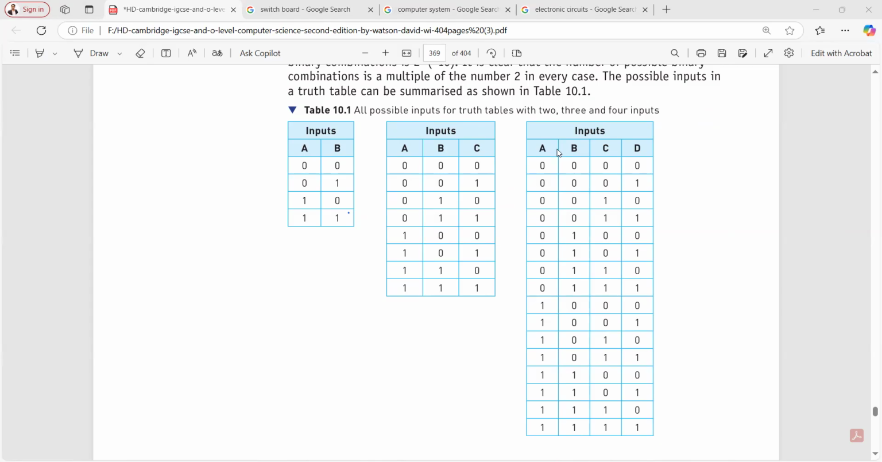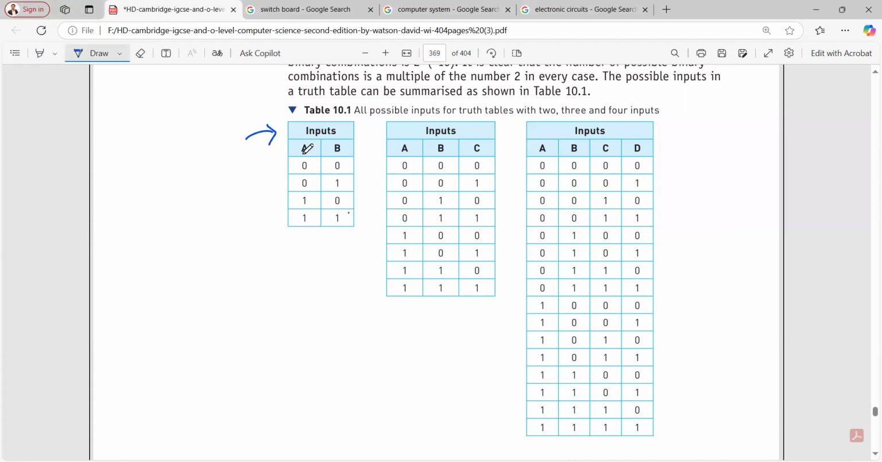In your exam, if you are given only 2 inputs, then you will be using only 2 0s, 2 1s, 1 0, 1 1. If you are using 3 inputs, then you will be using 4 0s, 4 1s. If you have 4 inputs, then you will be using this one.